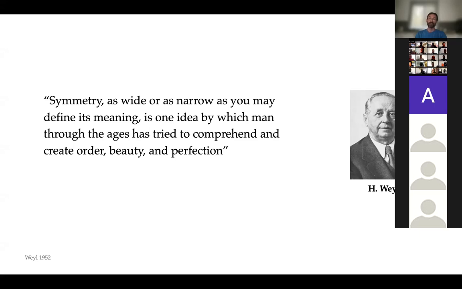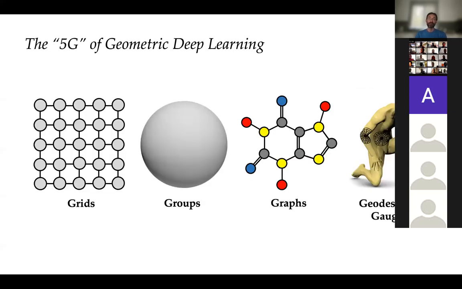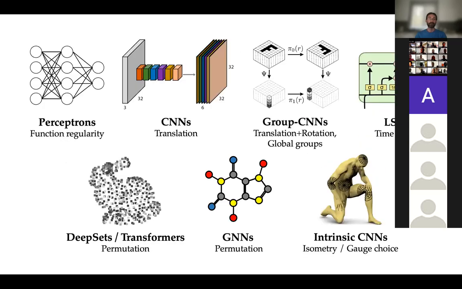This quote from Weyl, that symmetry, be it wide or narrow, is one idea by which man through the ages has tried to comprehend and create order, beauty, and perfection. And we try to comprehend deep learning through this lens of symmetry, what we call geometric deep learning. And we've seen instances of this principle on multiple structures, whether it's grids, groups, graphs, and manifolds.